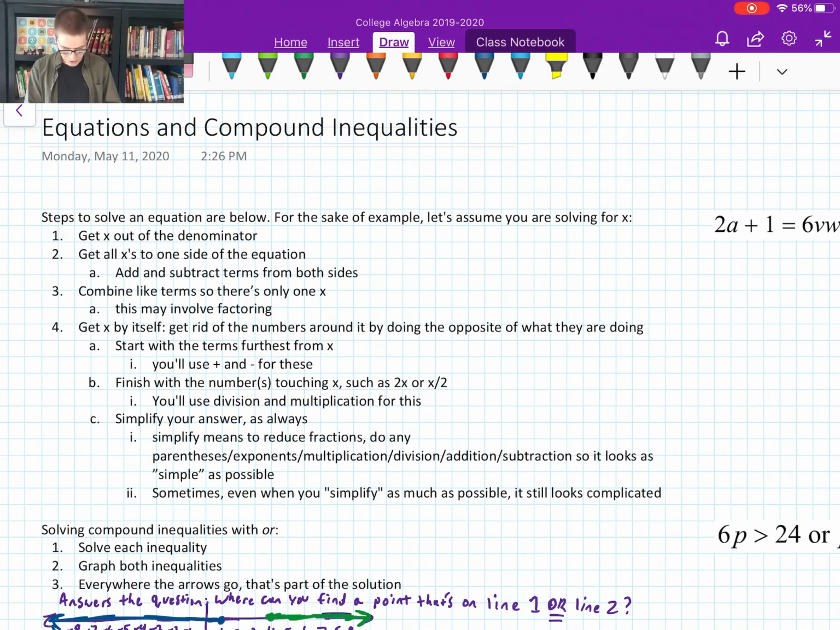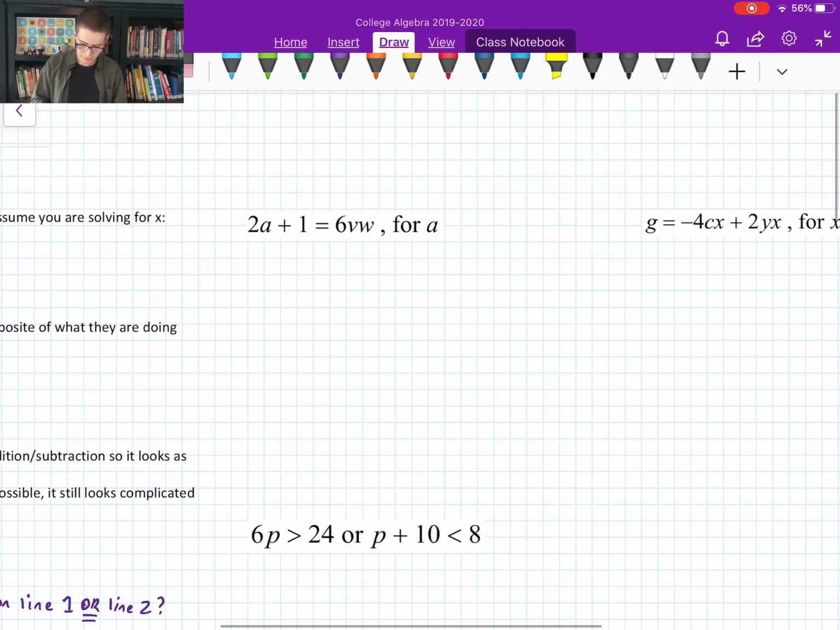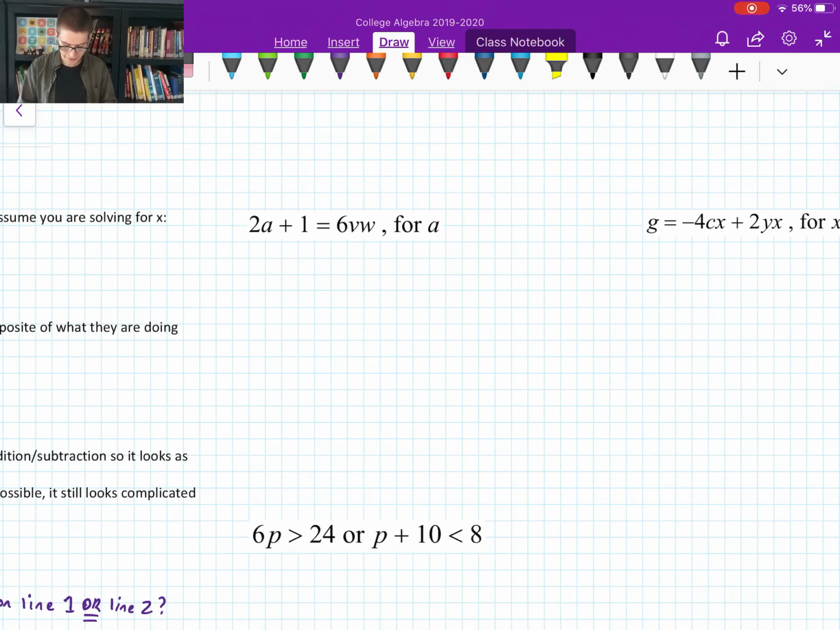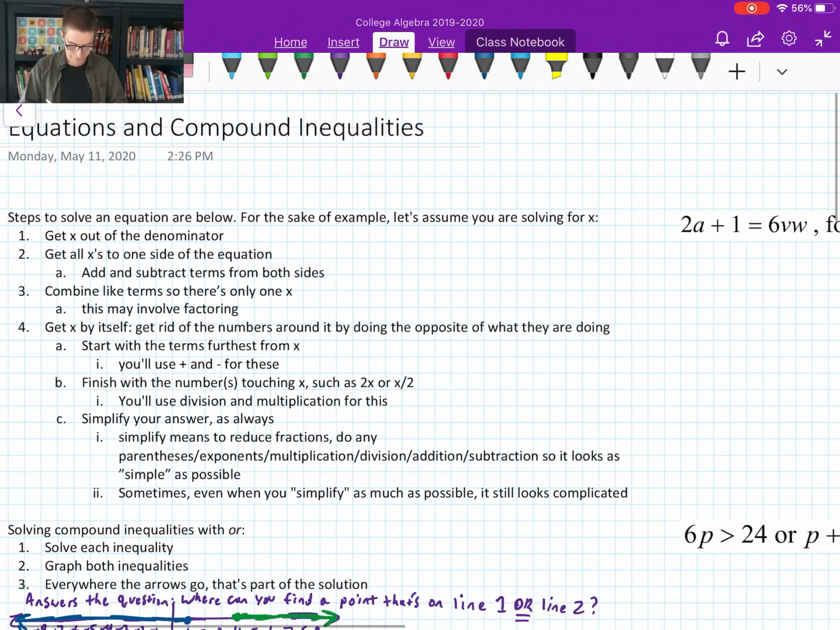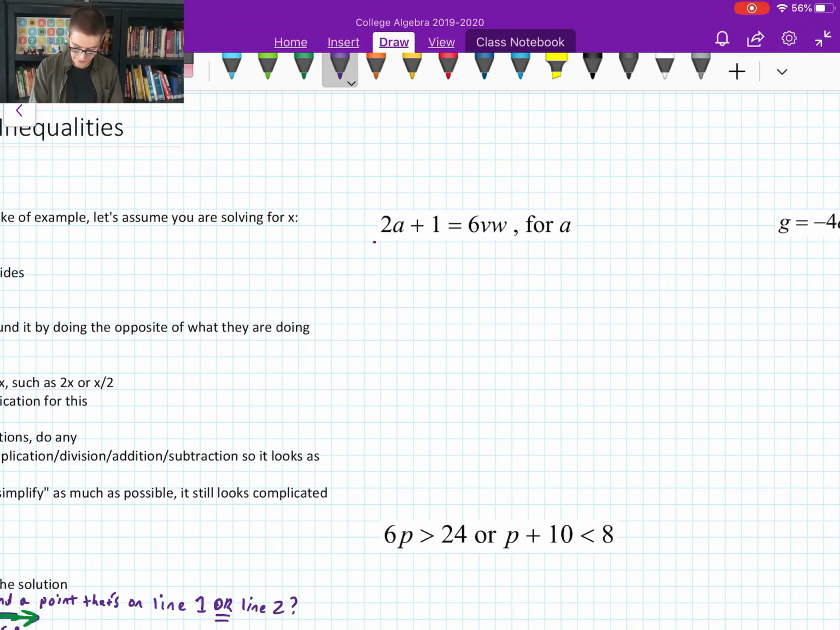Anyway, if I want to solve 2a plus 1 equals 6vw for a, the first step in these kinds of problems is to get the variable we're looking for out of the denominator. In the examples and steps I put here, it's x. Now, fortunately, there are no fractions here. If there was a denominator, like an a, we'd want to get that out of the denominator, but we don't have that here, so we can just skip the first step.